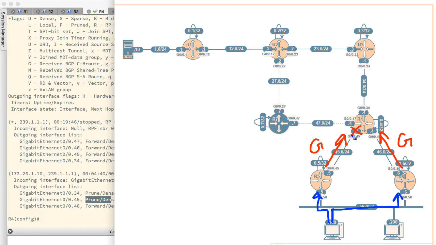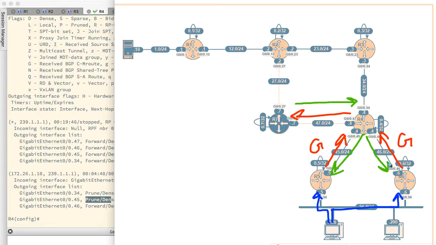Well, what theoretically should have happened is this. They should have both grafted themselves on. And once they grafted themselves on, R4 should have grafted itself to R7 and so on and so forth. And now the traffic starts flowing. So here comes the ICMP traffic. R4 has both of these interfaces in forwarding, so it's going to send it out both of those interfaces.